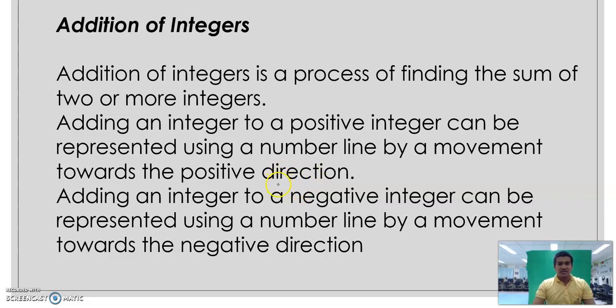Addition of integers. Addition of integers is a process of finding the sum of two or more integers. Adding an integer to a positive integer can be represented using a number line by a movement towards a positive direction. And also, adding an integer to a negative integer can be represented using a number line by a movement towards a negative direction.